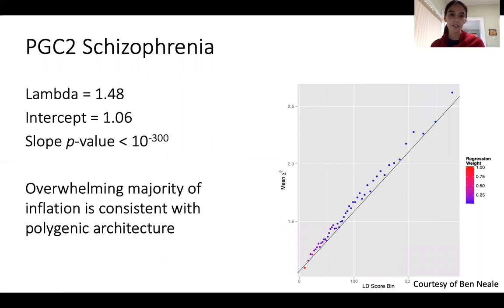Looking here at the PGC2 schizophrenia summary statistics, you can see this very strong linear relationship where SNPs with higher LD score have much higher mean chi-squared statistic than the SNPs with the lower LD score. And so what this means is that there's very strong evidence of a lot of polygenic signal for schizophrenia. And by looking at the intercept of this regression, we can see that this polygenicity actually explains the bulk of the inflation in chi-square statistics as opposed to uncorrected confounding.